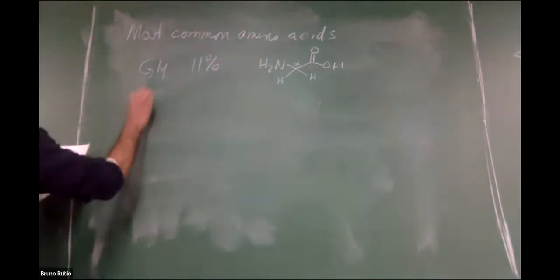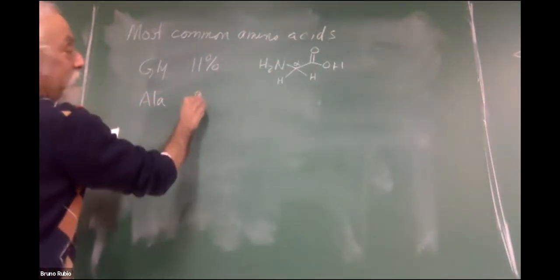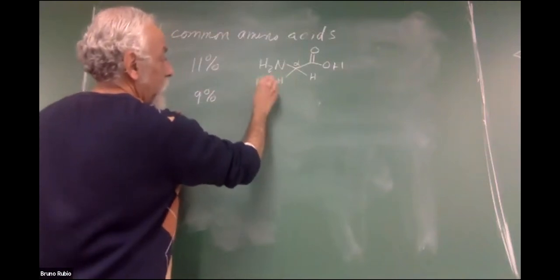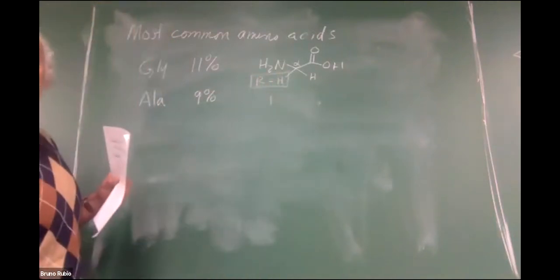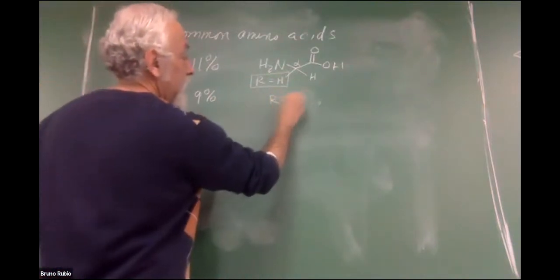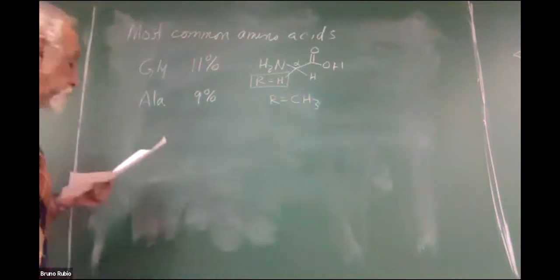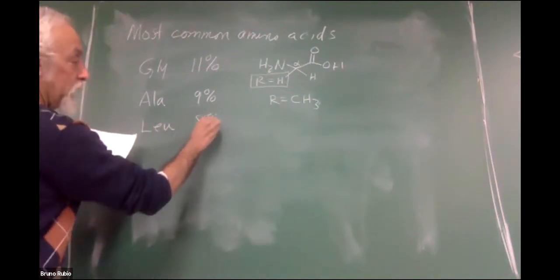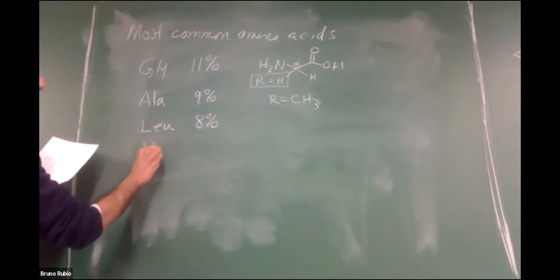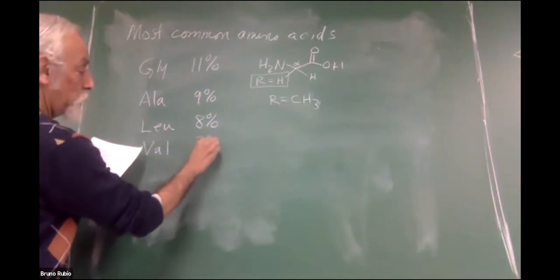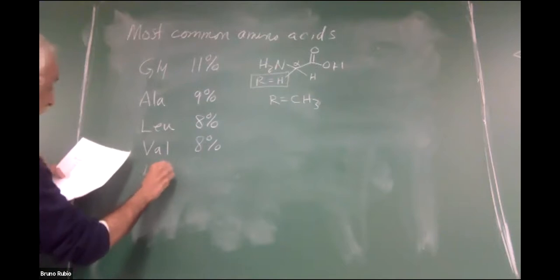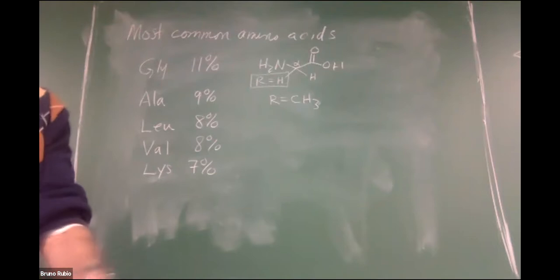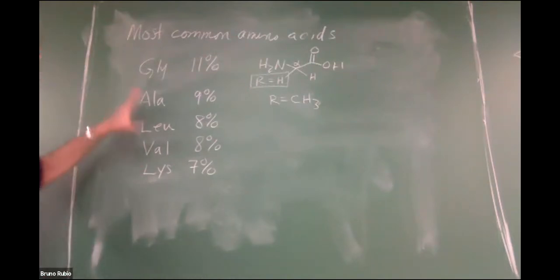And then we have alanine. 9% of protein is alanine. And so this guy here, that's the variable group of which there are 20. For alanine, that's a CH3 group. And then we have leucine, which is about 8% of protein. Valine, about 8% of protein is valine. Lysine, about 7%. So those are the five most abundant amino acids in protein.